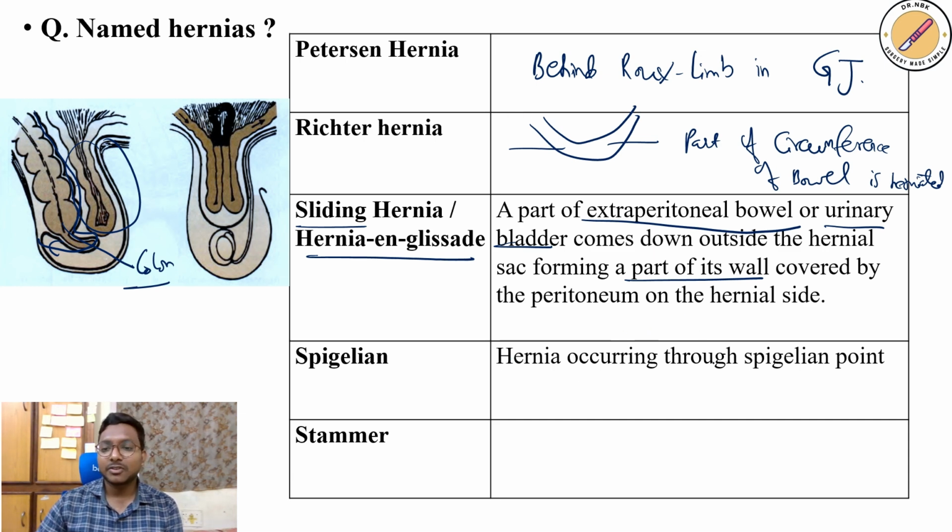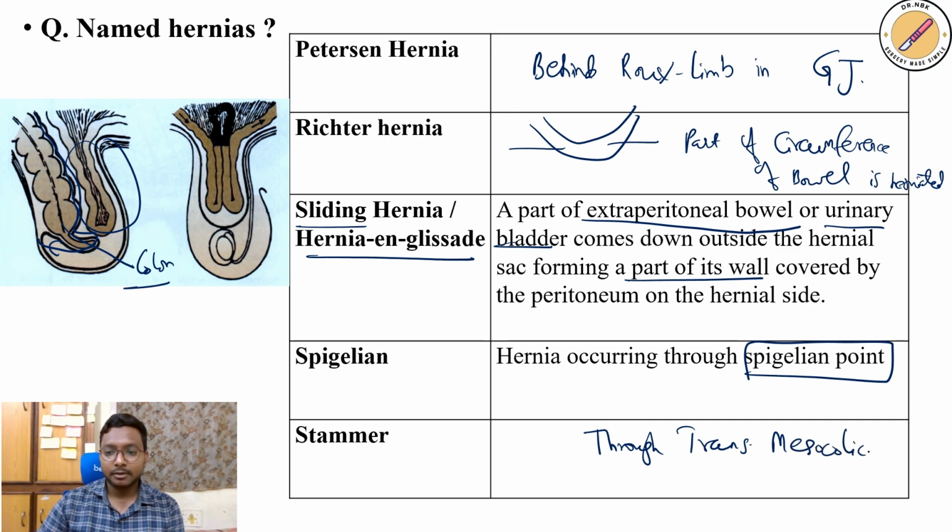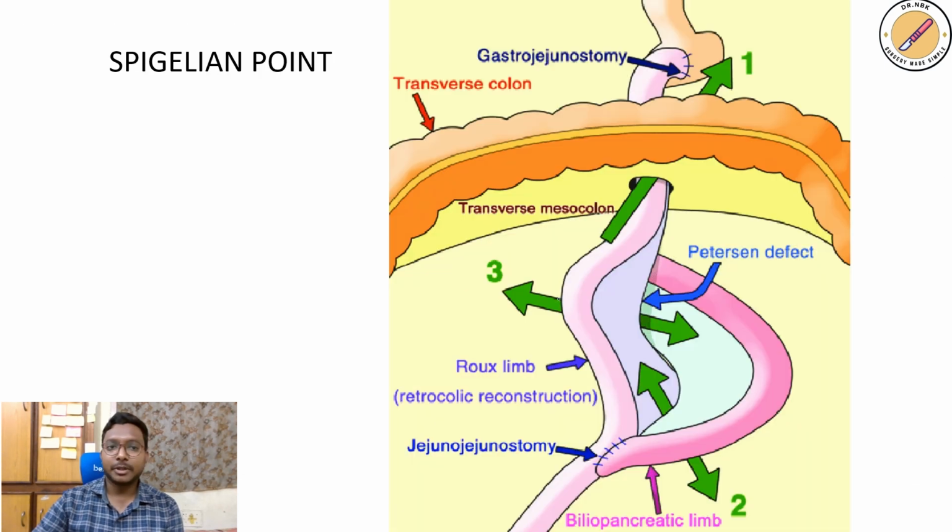Then Spigelian hernia is something that occurs through the Spigelian point. I'll show you in the next slide. So Stammer's hernia is nothing but a hernia through the transverse mesocolic defect. Again, this is seen only after gastrojejunostomy. I'll show you the picture. So this is the picture we need to understand.